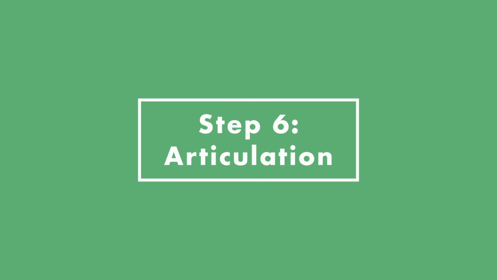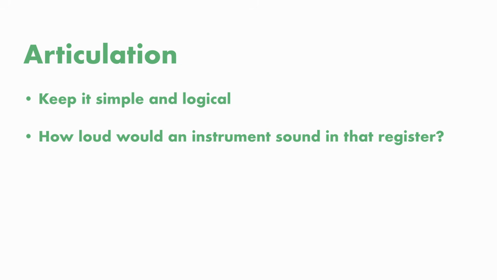The last thing we need to look at is articulation. This is where we indicate to the performer of our melody what way we would like it played. The same rules always apply for this part of composition. We want to keep it simple and logical and also musical. Some questions you could ask yourself are, how loud would an instrument sound at a particular register?